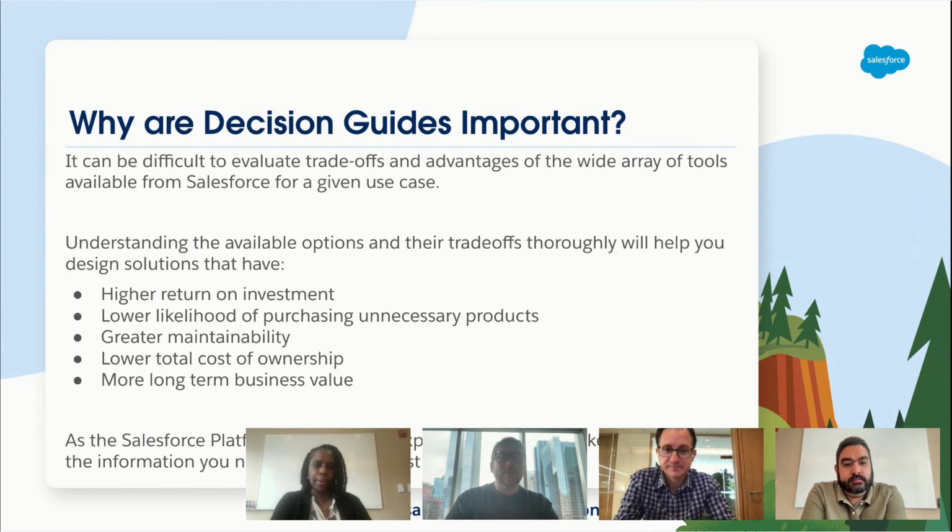And if you understand what all the different options are, and you know thoroughly what the different attributes are and what direction you want to go in, this is where you can ensure that you're going to have a higher ROI, because you're not building some weird custom thing or trying to shoehorn a tool into a scenario that it wasn't really designed for, but it kind of looks like it'll work for that. You'll have a lower likelihood of purchasing unnecessary products.